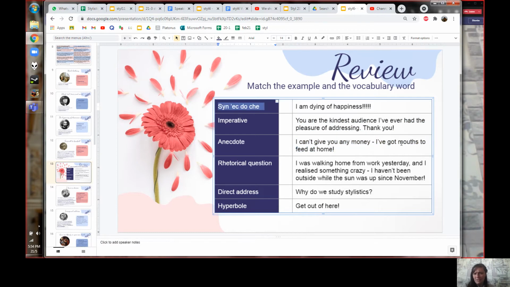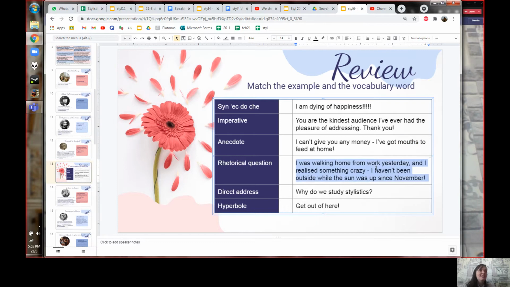Synecdoche. What are the mouths representing? Probably like children or something. If I said, "Sorry, I can't give you any money, I have to feed my children," you would think, oh my God, what's wrong? But if I said, "No, I've got mouths to feed at home," it's the same idea, but it sounds less extreme or less strong. So that's why you use synecdoche in this case.